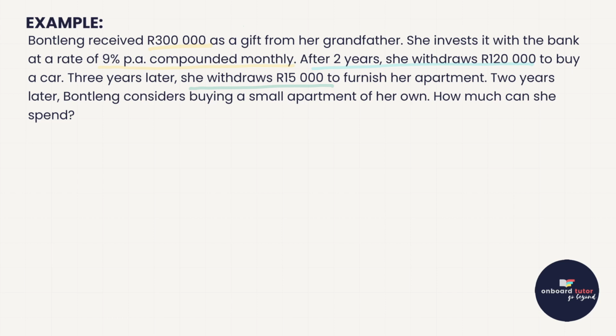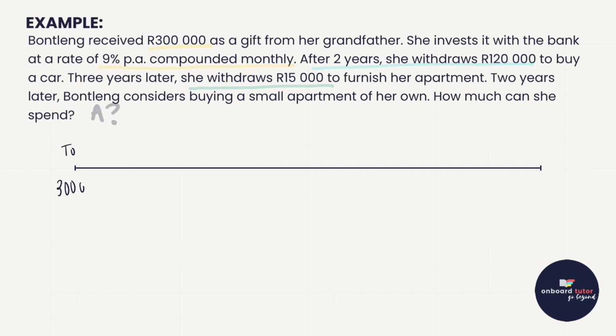So basically, they're again asking us how much money is in the account at the end of this investment. Okay, but a lot is happening. So we definitely need a timeline to be able to picture how this is going to unfold. All right, so at T0, Bontling is investing the 300,000 Rand that her grandfather gave her. Okay, and we need to figure out how much time is going to pass.